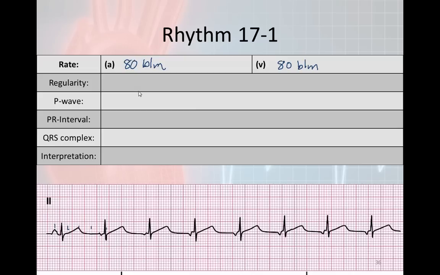Regularity, it looks regular as far as I can tell. If you have the strip in front of you, go ahead and do it with your calipers and see if it actually comes out that way. But we're going to say that the regularity is regular. It could be slightly irregular though. Now the P waves, this is what's interesting. The P waves, they are married, but we have different morphologies.